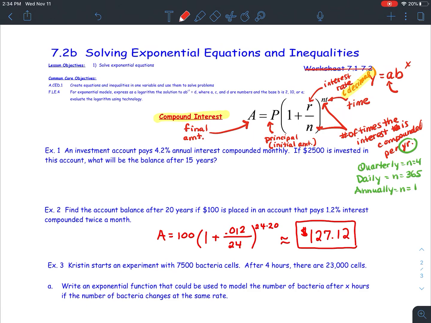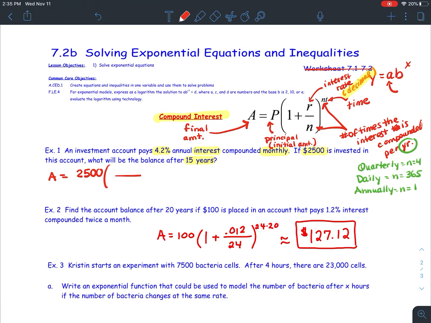Let's see if we can work through a couple of these problems. It says an investment account pays 4.2% annual interest compounded monthly. We want to take note here that it's compounded monthly. That's going to be 12 times a year. It says if $2,500 is invested in this account, what will be the balance after 15 years? I've highlighted some of the key components here. We want to make sure that we're getting these plugged in the right spot. The question is ultimately asking for the final amount, A, so we're not going to be plugging a number in for the A, but the principal amount, the initial amount, is that $2,500.